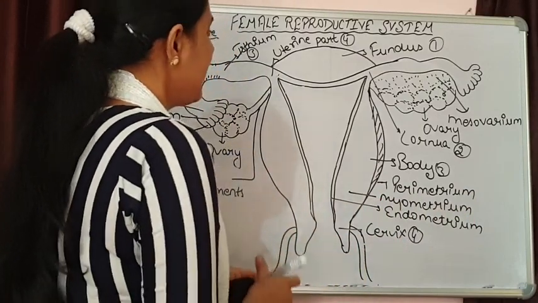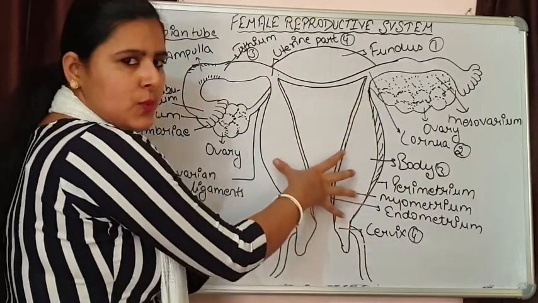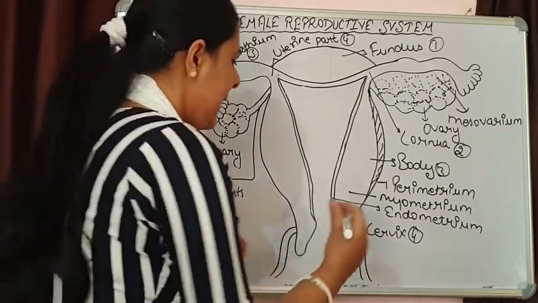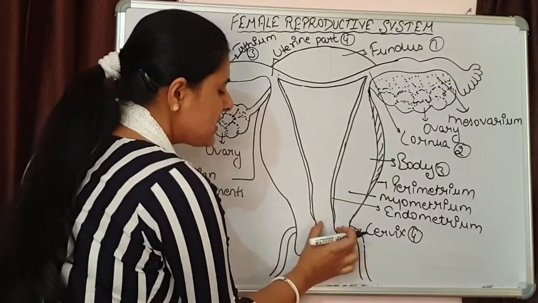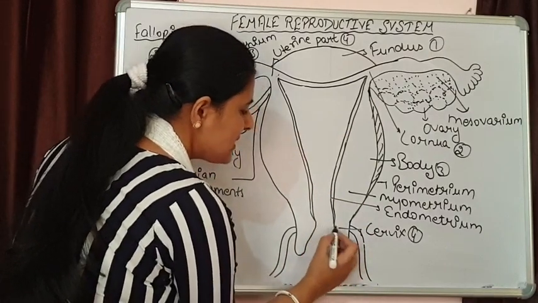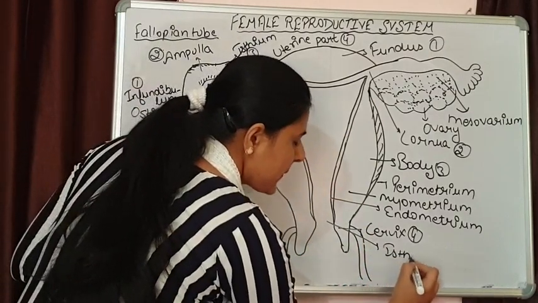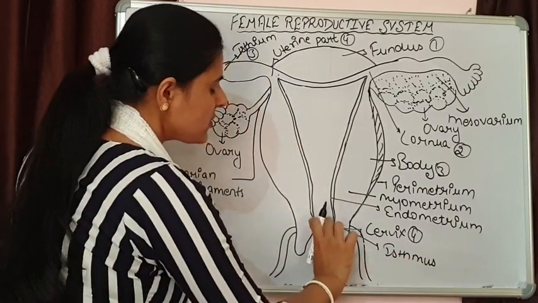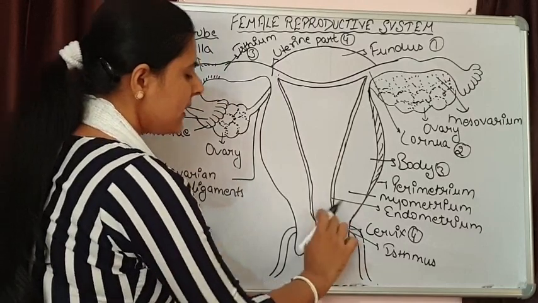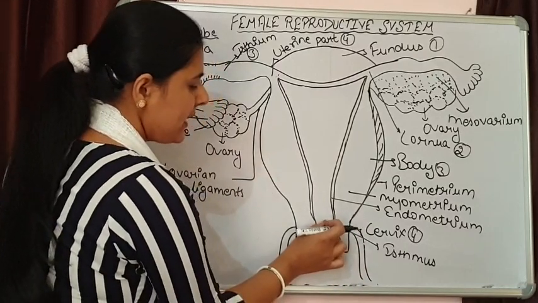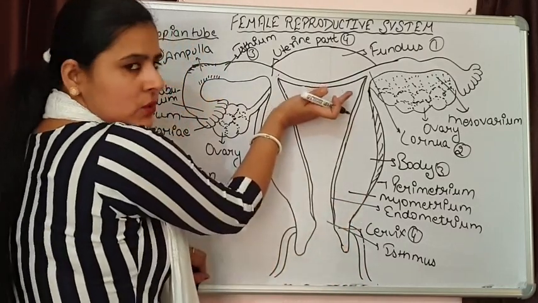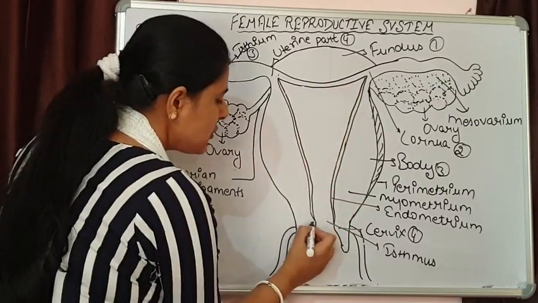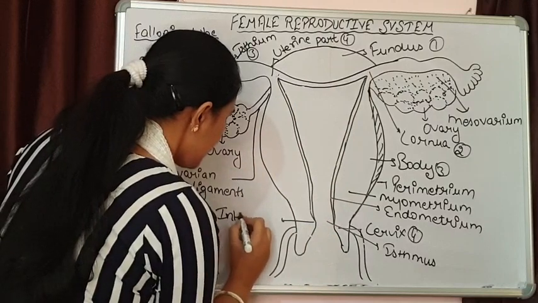Now the upper part of the uterus is broad, while the lower part of the uterus is narrowed down, and this is the cervix. The opening of this cervix is again known as isthmus, and this opening has two sphincters, or you can say two apertures. The interior aperture, the inner aperture, is in connectivity with the uterus, that is known as internal OS.